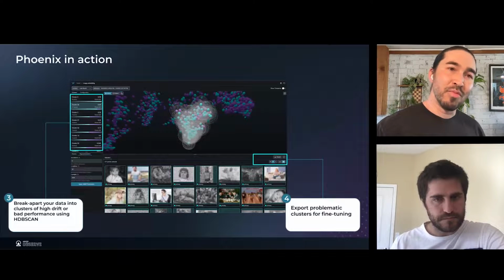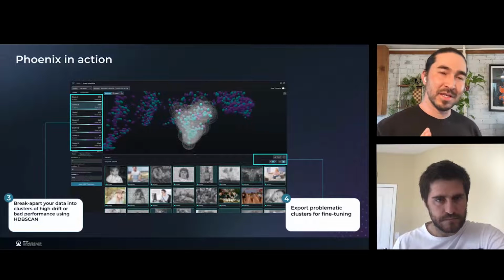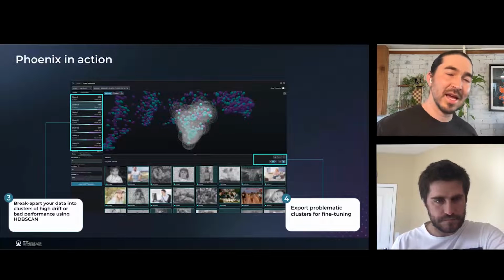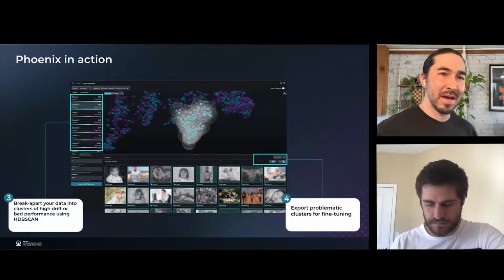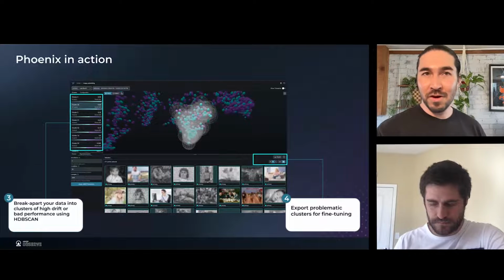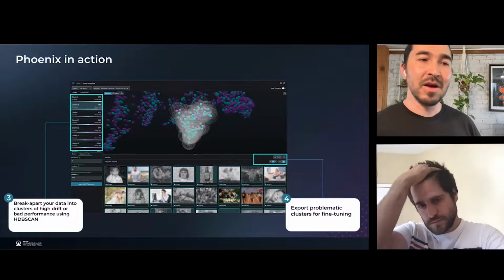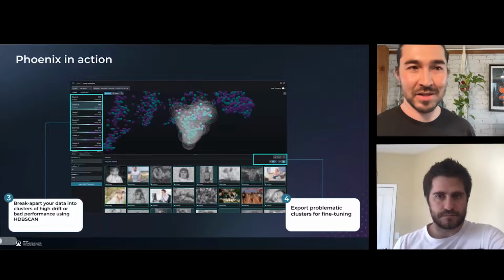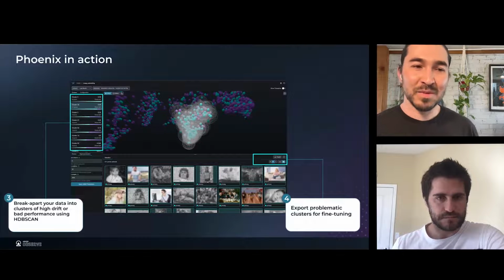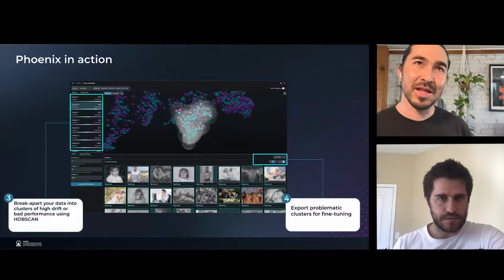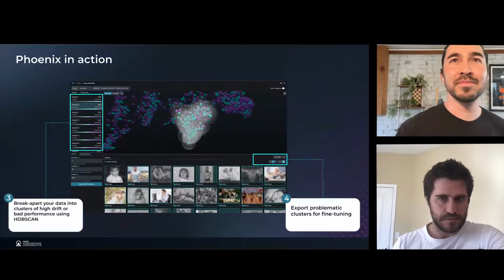Third, we break apart your data that we saw previously in your UMAP projection into clusters using HDBSCAN, and we sort those clusters by bad performance. And then fourth, you can introspect the different embeddings within your clusters and export problematic areas for fine-tuning or things like steering vectors. So nothing speaks better than a demo, so let's get to the demo.